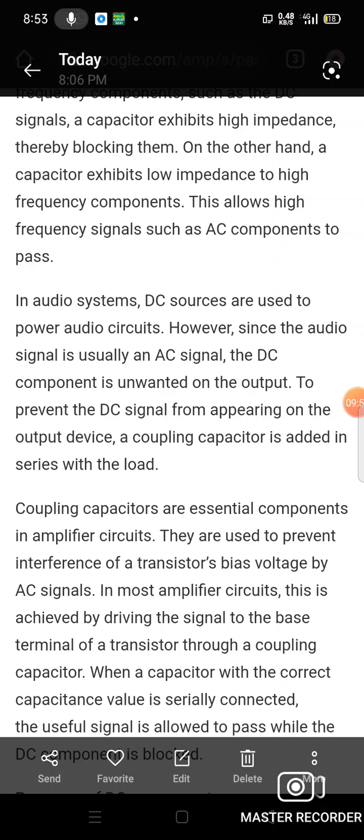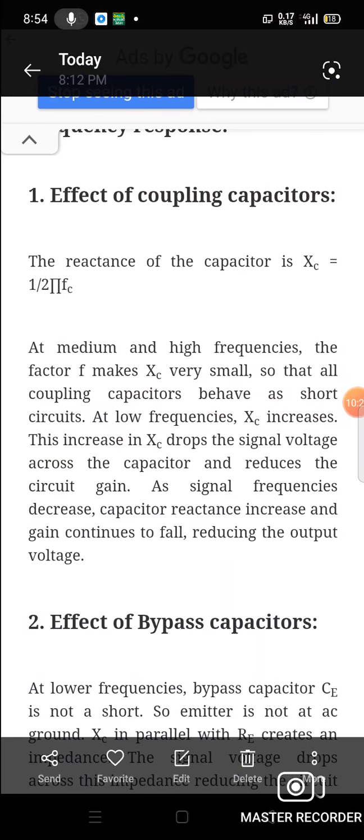And at the output terminal, the capacitor is also a coupling capacitor. Its function is to prevent the DC signal from appearing at the output device. If we have any DC signals at the output terminal, the coupling capacitor prevents that, and the amplifier output is only AC signals. So these are the major functions of coupling capacitors in the different cases.